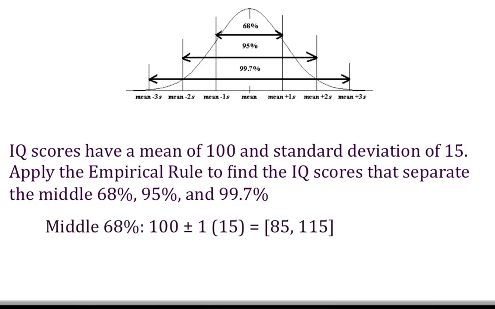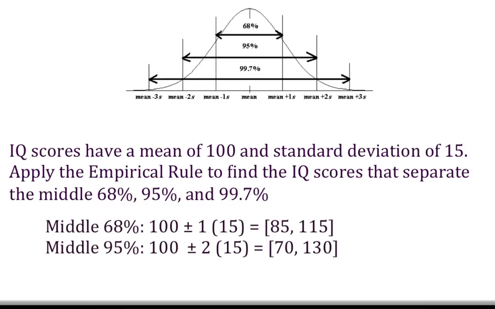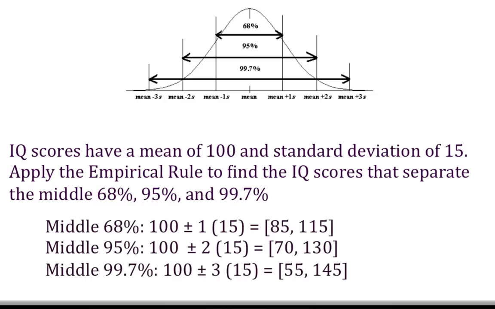The middle 95% of scores will fall within 2 standard deviations of the mean. 100 plus and minus 2 times 15 gives us a range of 70 to 130. The middle 99.7% of scores will fall within 3 standard deviations of the mean. 100 plus and minus 3 times 15 gives us a range of 55 to 145.